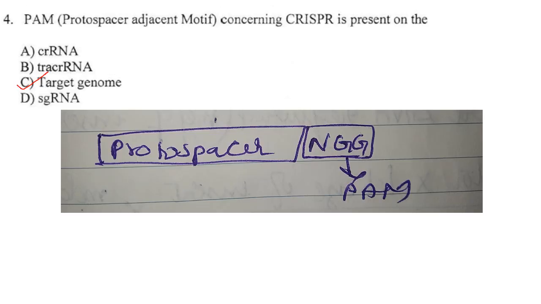Then PAM, protospacer adjacent motif concerning CRISPR, is present on the. So PAM is protospacer adjacent motif. It is found adjacent to the protospacer. NGG is the PAM, and it is found adjacent to the protospacer. This is PAM, this is protospacer, and it is a sequence of about 2 to 6 nucleotides long, and it is found on the viral genome and not a component of the bacterial CRISPR locus. So the answer here is option C, that is target genome.